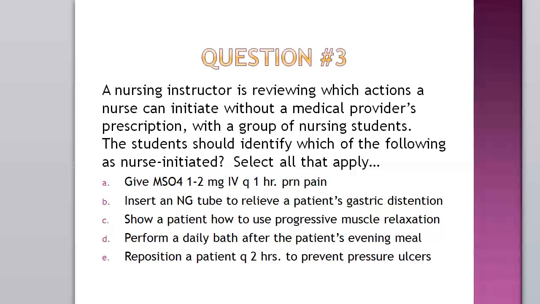The answer to this question is C, show a patient how to use progressive muscle relaxation. D, perform a daily bath after the patient's evening meal. And E, reposition a patient every 2 hours to prevent pressure ulcers. The nurse is not allowed, under her scope of practice, to give morphine without a doctor's order, and she is not allowed to insert an NG tube to relieve a patient's gastric distension without a doctor's order. She is able to do that skill, but she does need a doctor's order in order to do it. All right?